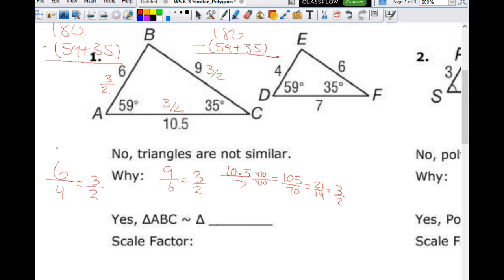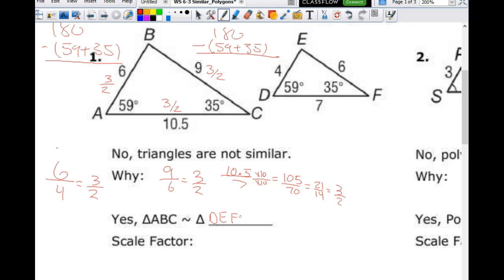So, is ABC similar to the other triangle? Yes, it is. We need to make sure we do it in the right order. A is the same as D. B is the same as E. And C is the same as F. And that triangle is most definitely right. Do you guys get it? Oh, I get it. No, I don't get it.